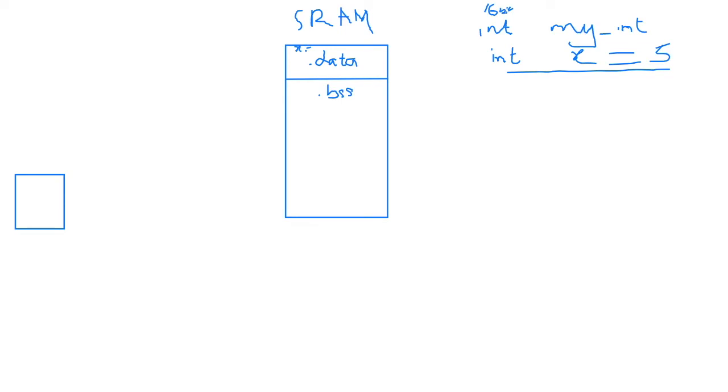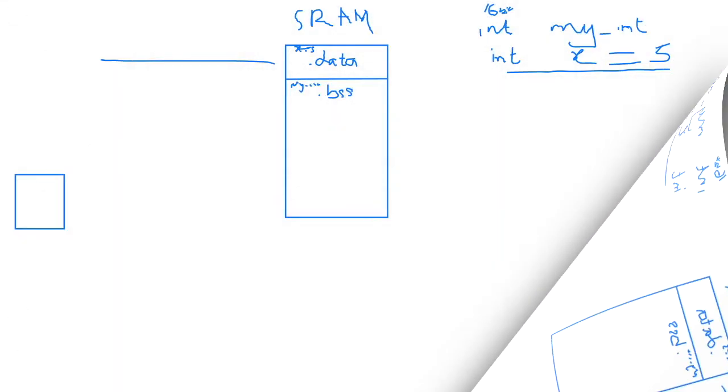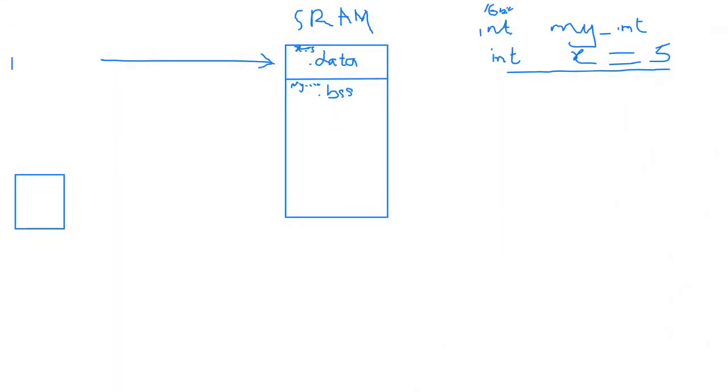So we put the value 5 in this memory. It wouldn't be X, of course, it will be the binary representation of 5. And then myInt will appear in the .data part, because the .data part is the one that has been initialized. The ones that have not been initialized will go to the .bss.